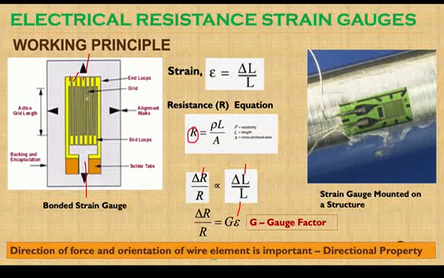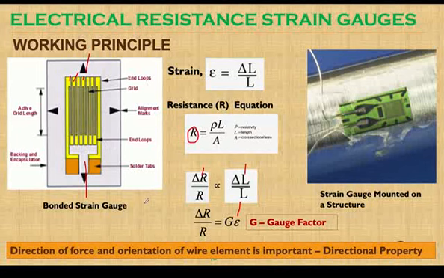So when there is a change in resistance in one of the strain gauges or one of the resistances in the Wheatstone bridge, there will be an unbalance in the bridge that will cause a voltage output from the bridge. So the voltage output is an indication of the strain that is happening to the strain gauge.